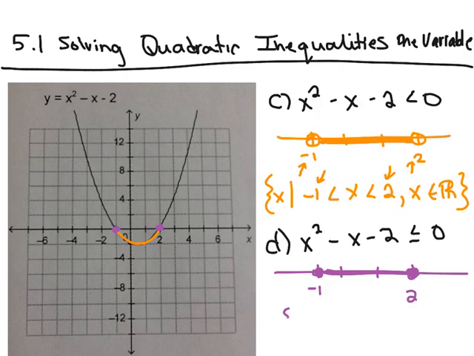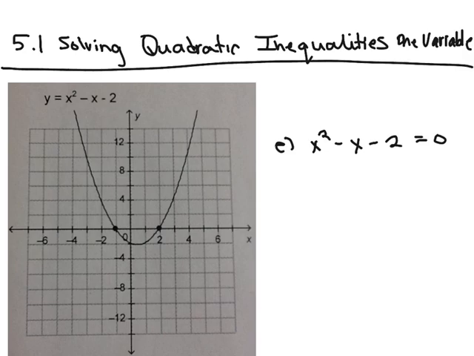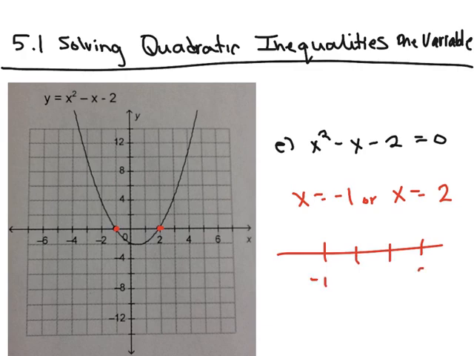So we have x such that -1 is less than or equal to x, which is less than or equal to 2 for all the real numbers. And for x squared minus x minus 2 equals 0, we know that it's this point and this point when it equals 0, so x equals -1 or x equals 2. And it was on a number line, but you would just circle those points.